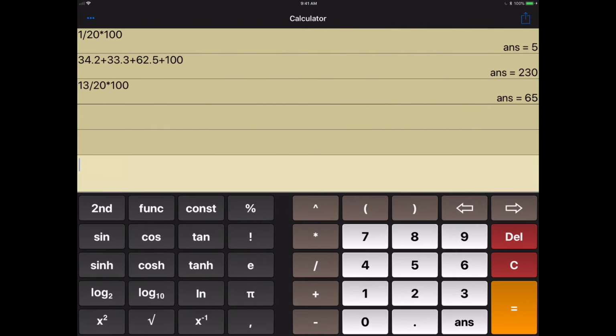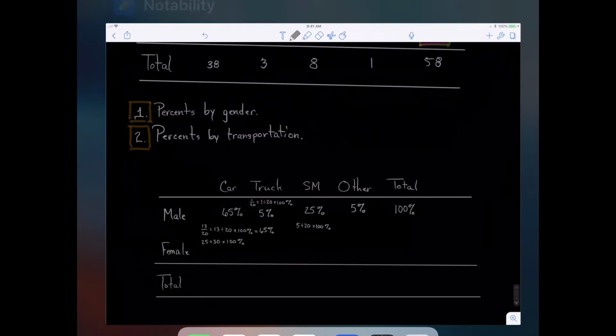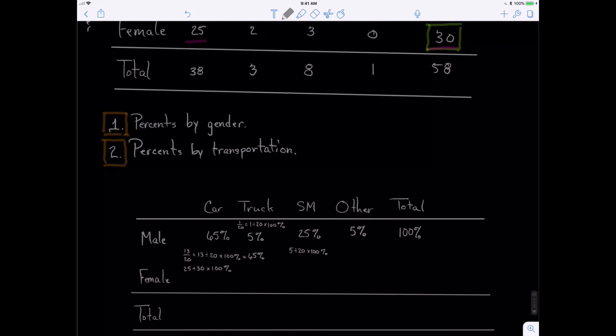We come up with 25 divided by 30, and we want to multiply it by 100%, or just 100, and we'll put the percent. We'll take this to the nearest tenth of a percent. So that rounds to 83.3%. So we have 83.3% of our females that drive a car.